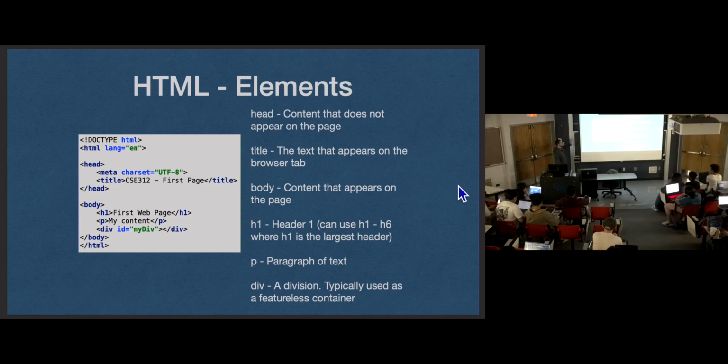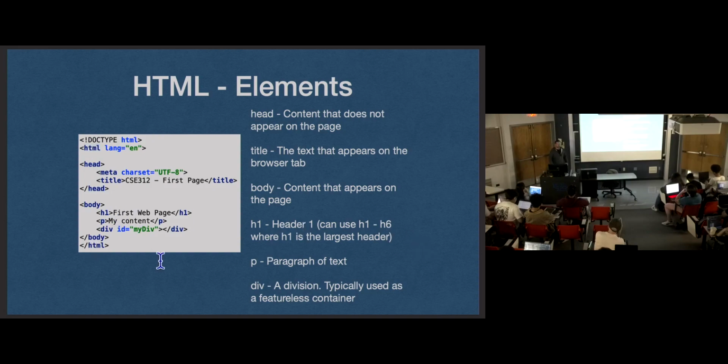One, head. This is all the content that will not appear on the page. Any meta information about the page. If you're worried about search engine optimization, SEO, this is where you put your keywords and anything that helps that. Title is going to be in the head. This does not appear in the content of the page, but it does appear in the tab of the page. So whatever you want the text to be on that tab for that page, you'll put that in a title element inside the head of the HTML document.